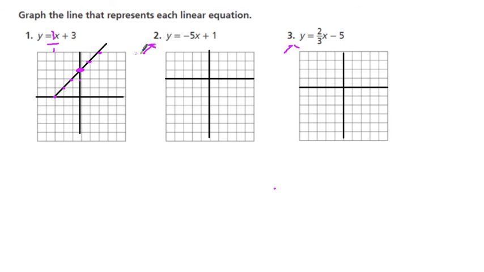Okay, so negative 5x plus 1. Well, my y-intercept is positive 1, so I'm going to start here at 1. And then my slope is negative 5. So instead of going up, I'm just going to go down. So I'm going to go down 5.